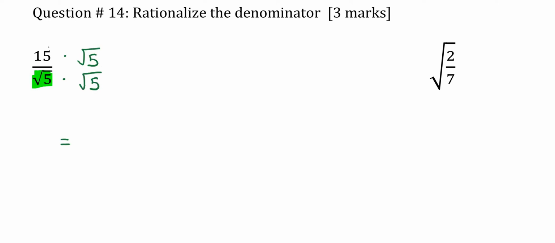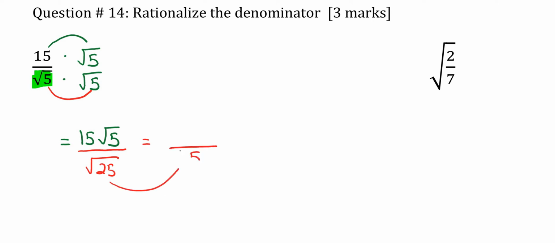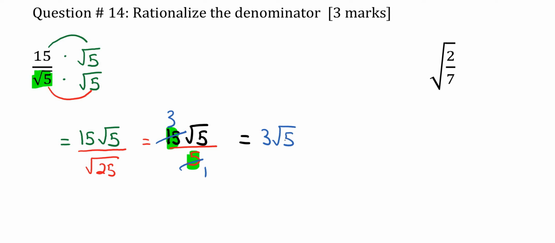by the denominator. So 15 times root 5 is going to be 15 root 5. And root 5 times root 5 is going to be root 25, and root 25 is going to be a single 5. The top is going to be 15 root 5. From there you can simplify the 5 and the 15. That's going to be a 3 and that's going to be a 1. So this is 3 root 5 as a final answer.